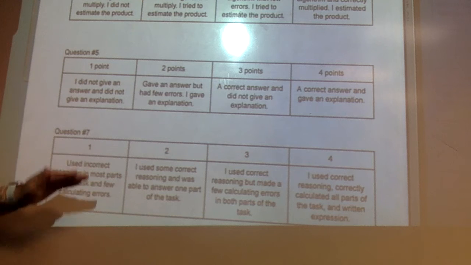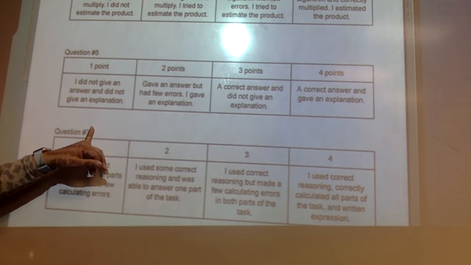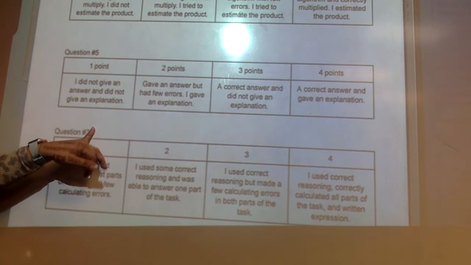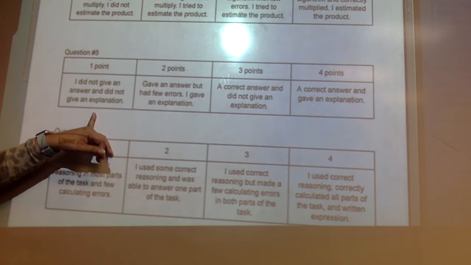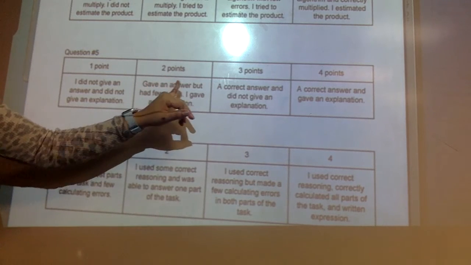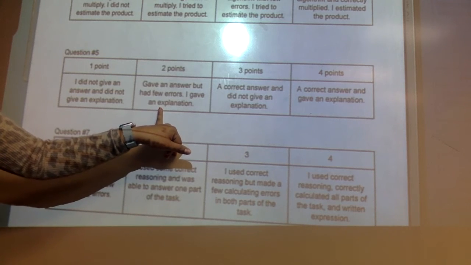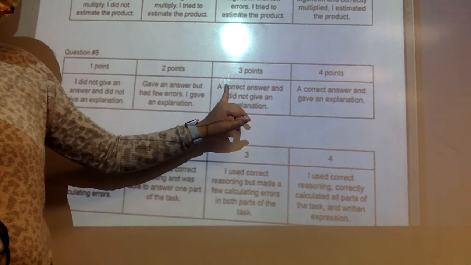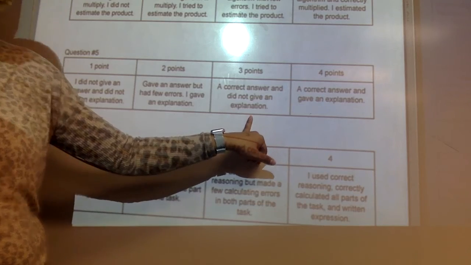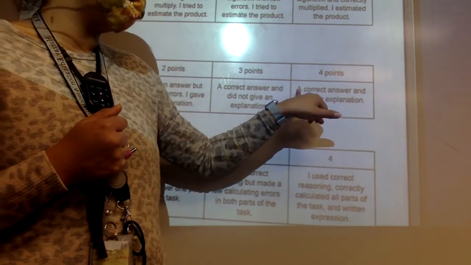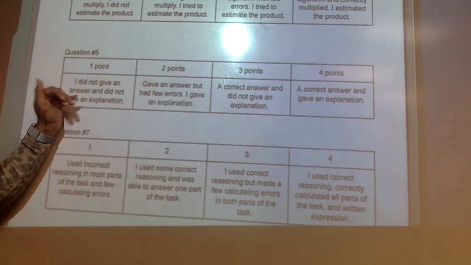Okay, do you want me to go over the other 2 as well? Okay, so for question 5, which is actually your third question on your page, you will get 1 point if you did not give an answer and did not give an explanation. You will get 2 points if you gave an answer but had few errors and you gave an explanation. 3 points if you got a correct answer and did not give an explanation. 4 points if you got a correct answer and you gave an explanation, for both of the parts on question 5.